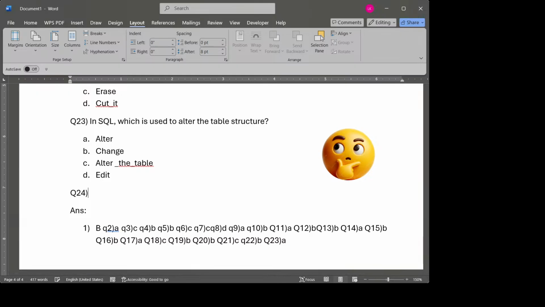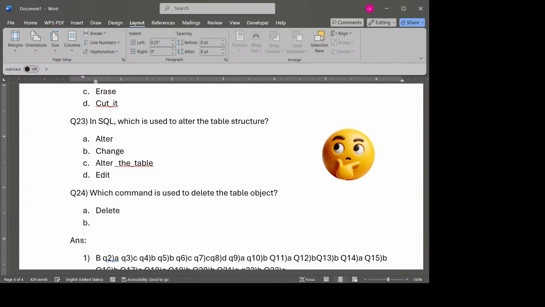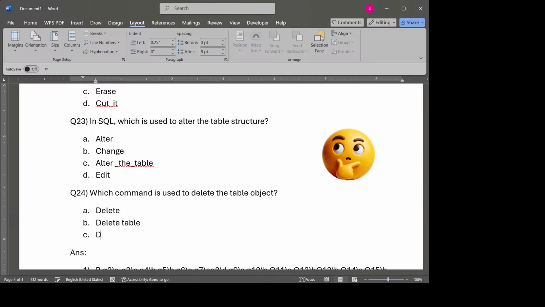Now going for the next question here. Question 24. Which command is used to delete the table object? So options are here. Delete. Next, delete table. Next, drop. Next, kill.